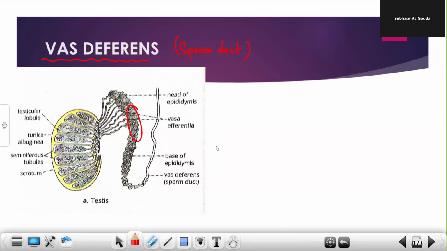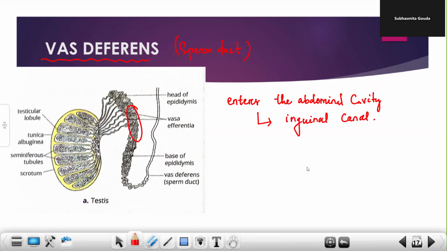It enters the abdominal cavity through the inguinal canal. Okay. It will enter the abdominal cavity. किसके थ्रू वो एंटर करता है? By the inguinal canal. Okay, ये क्या होता है? This is the pathway or structure that passes between the abdomen and the external genitalia.